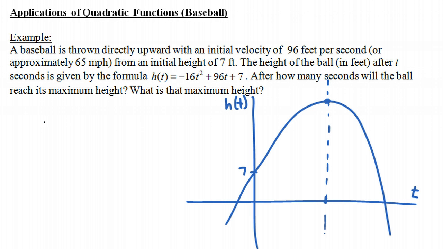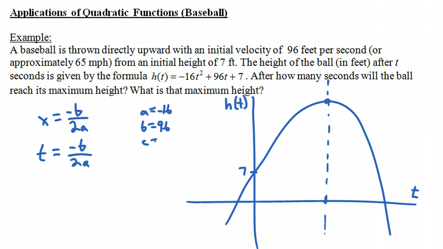Now remember our formula for the axis of symmetry is x equals negative b over 2a, but actually since our variable is t this time, we'll write it as t equals negative b over 2a. Now notice that a is negative 16, b is 96, and c is 7. So if we plug these in, we get negative 96 over 2 times a, but a is negative 16. So that's negative 96 over negative 32, and that turns out to be 3.